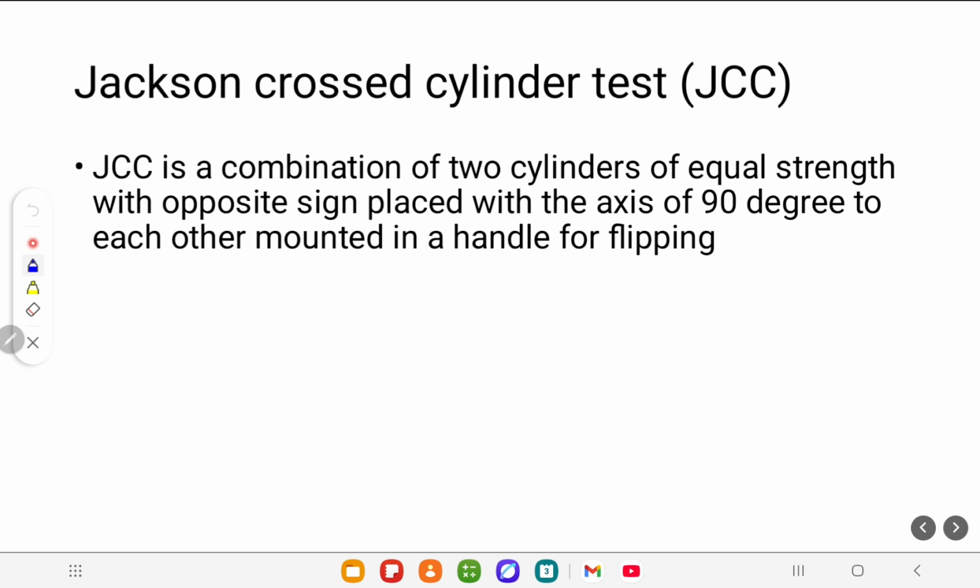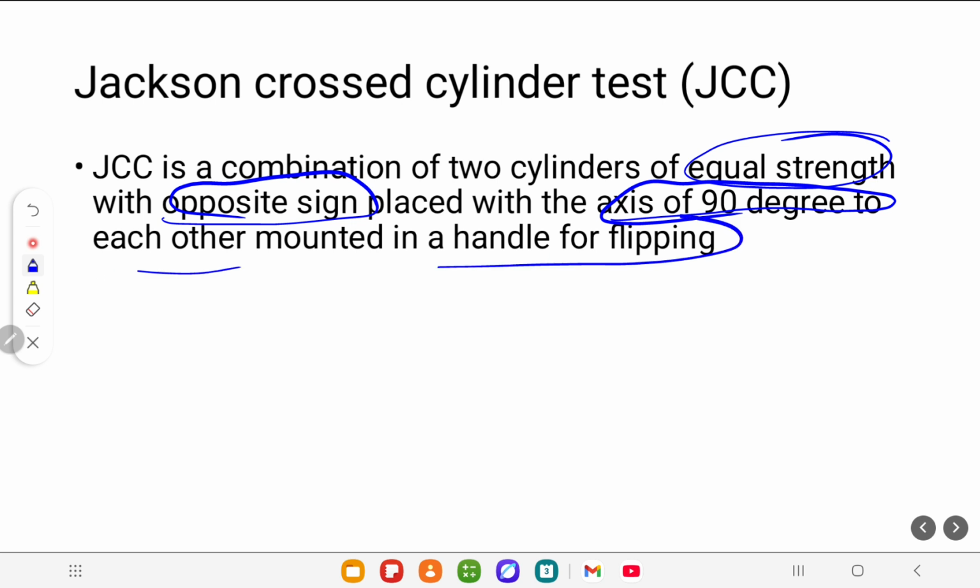So let's discuss a few very important points of the Jackson cross cylinder, and I'll make sure to make another video specifically on the Jackson cross cylinder, where I'll try to explain a few more things. But currently, we'll just go over it superficially. The Jackson cross cylinder is a combination of two cylinders of equal strength. It's very important to understand this point: equal strength with opposite sign, placed with their axes 90 degrees to each other, mounted on the handle for flipping. So three things are very important: equal strength, opposite sign, and 90 degrees.